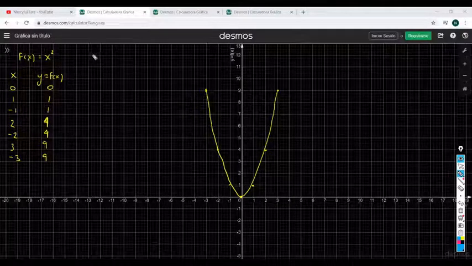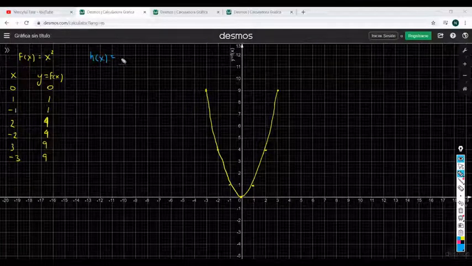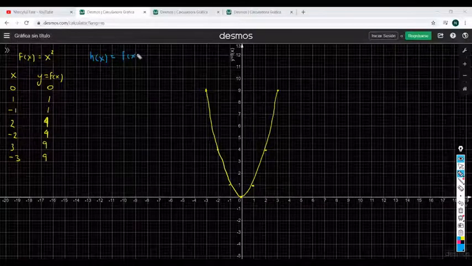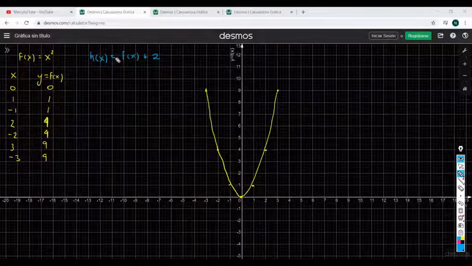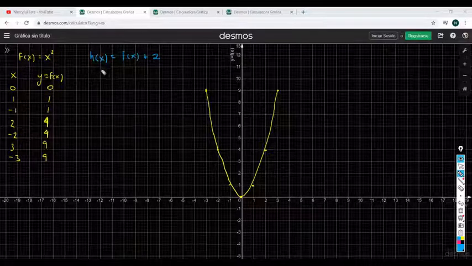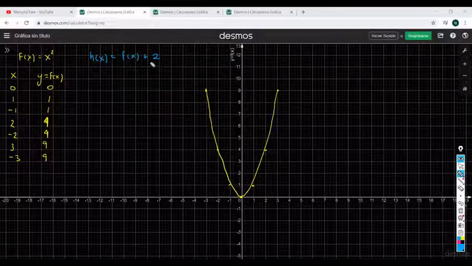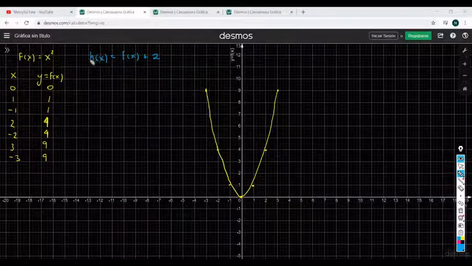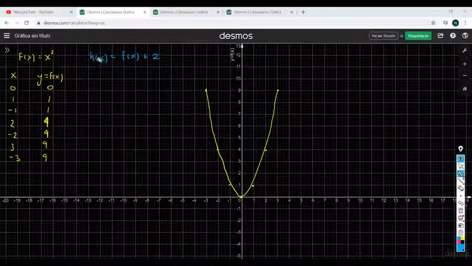Now, what if I give you another function? I'm gonna call it h of x, and this function, I'm gonna define it as being equal to f of x plus another number, let's say 2. Okay, h of x is going to be equal to f of x plus 2. So basically, h of x is the same as f of x, save for this little inclusion of this constant. You see? Let's see what happens when I draw the graph of this function h in the same Cartesian plane as f is.